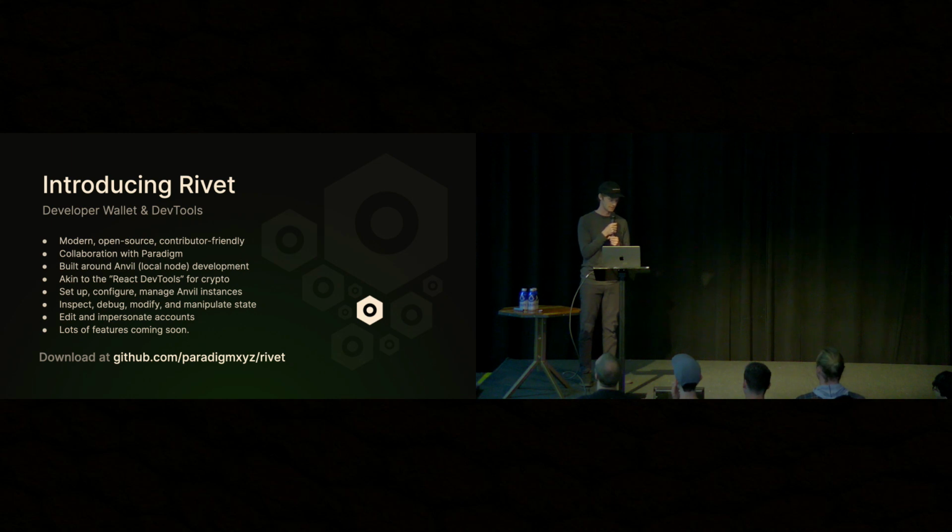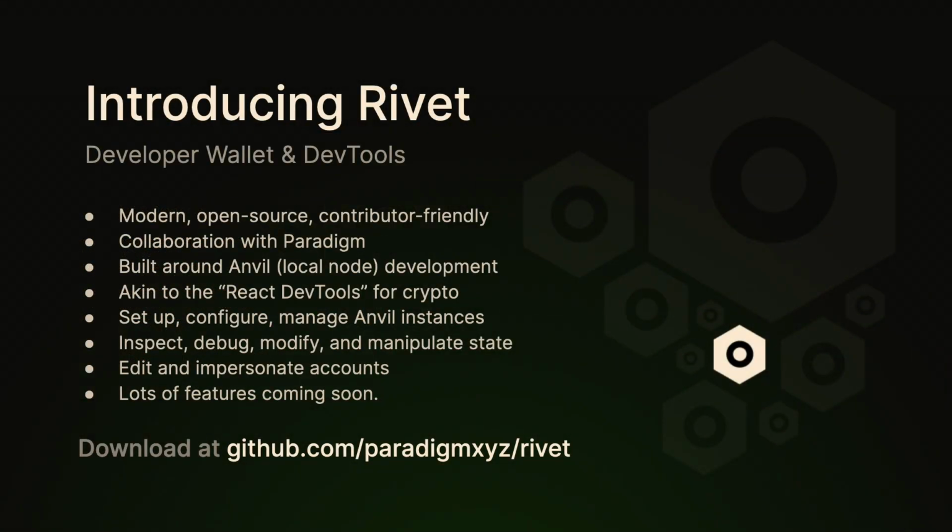And so that's what Rivet is. It's a developer wallet and dev tools, sort of like React DevTools, if you've used that, or any other browser dev tools. It's a little bit higher level, allows you to manipulate the state of Anvil, so you can really shorten the feedback loop to doing stuff like send a transaction, okay, now it's reset. Need to add some balance or fund an account, just click a button to do that.